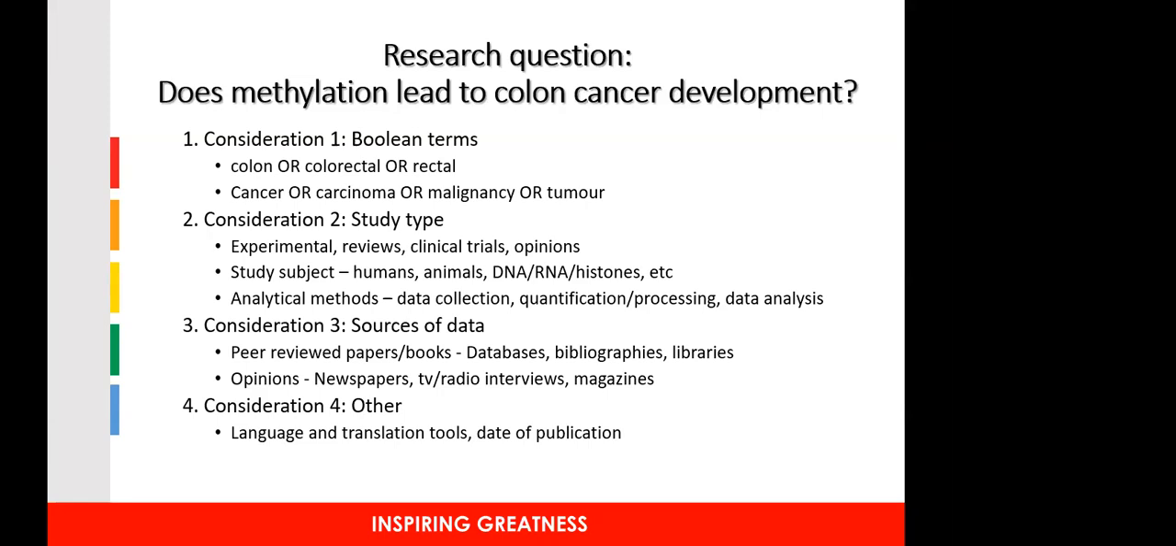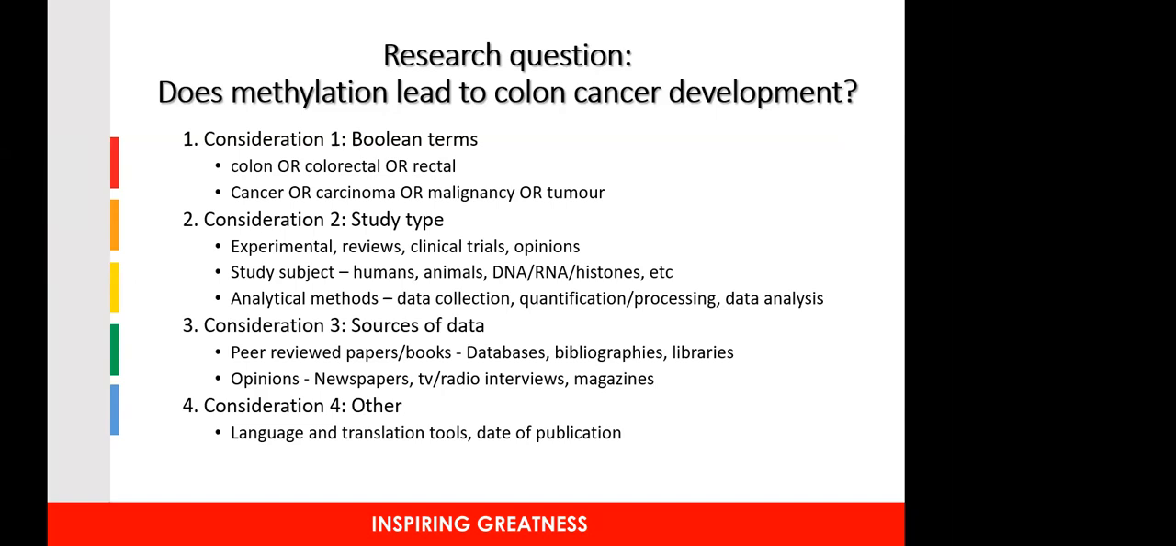We need to think about our study subjects. Are we going to focus only on papers that do their experiments on humans, on animals? What kind of specimens are we talking about? Are we talking blood or tissues? And then in terms of analytical methods, how should they have collected the data? And can we trust this study if it comes in this fashion?